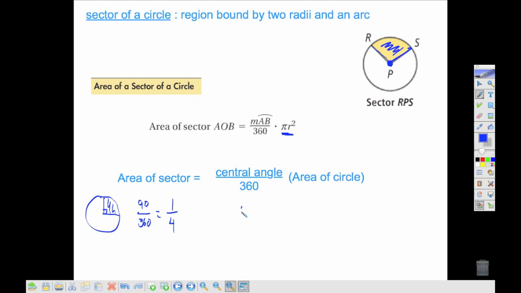Or if I had a 120 degree angle in the middle, that would look something like this. And that 120 divided by 360 will give me 1/3. So this area would be 1/3 of the whole area of the circle.